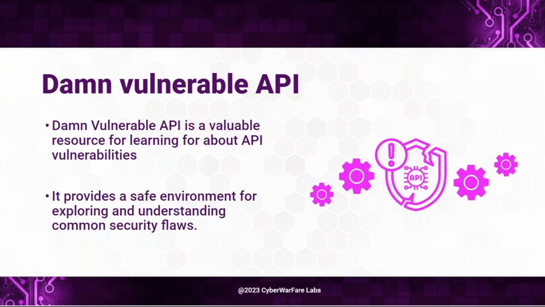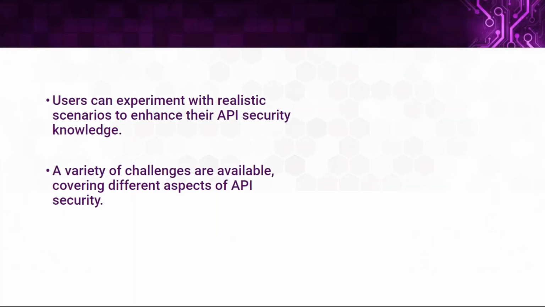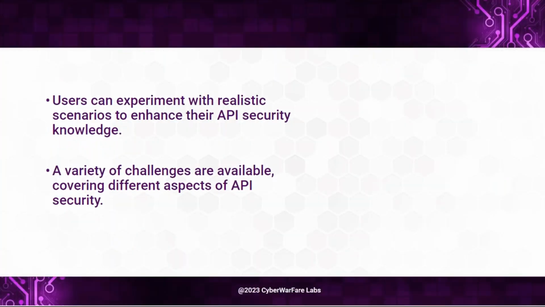So, introduction to Damn Vulnerable API. Damn Vulnerable API is a valuable resource for learning about API vulnerabilities that are happening in the real world. It also provides a safe environment for exploring and understanding common security flaws. Users can experiment with realistic scenarios to enhance their API security.